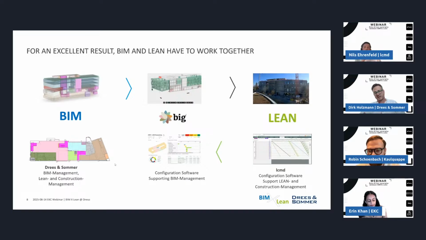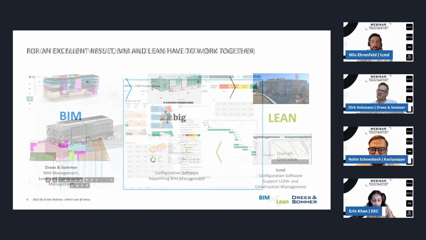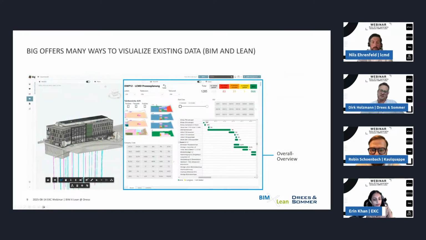BIG is an abbreviation, sorry, for Building Information Grid from Kaulquappe. Robin will also explain this afterwards. And here in the middle, it comes together. So we have the information from the BIM method, but we also have the information from the Lean method, which will fit together. And the result of it is then, at the end, a smart digital dashboard.